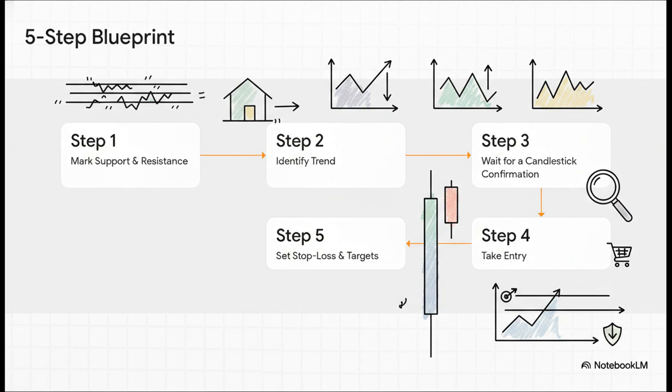1, you mark your support and resistance levels. 2, you identify the overall trend. 3, you patiently wait for a candlestick signal to give you the green light. 4, you take your entry, either buying or selling. And 5, maybe the most important step of all, you set your stop loss and your profit targets to manage your risk. See, it's just a simple, logical checklist.